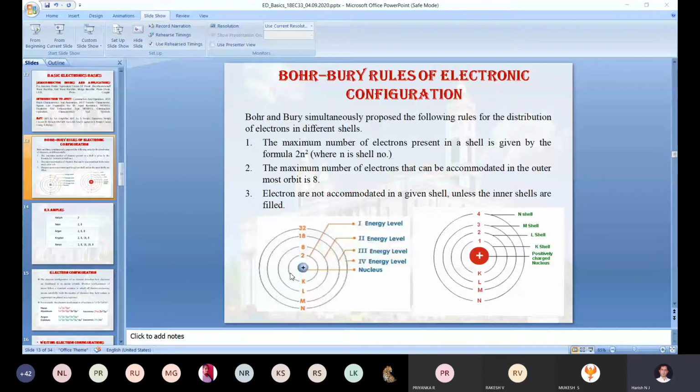Just check it out. This is the first orbit, this is the second orbit, this is the third orbit, and this is the fourth orbit. What are the electrons present in the first orbit? They are very closely or strongly bound to the nucleus. The same way for the second orbit, third orbit, fourth orbit.